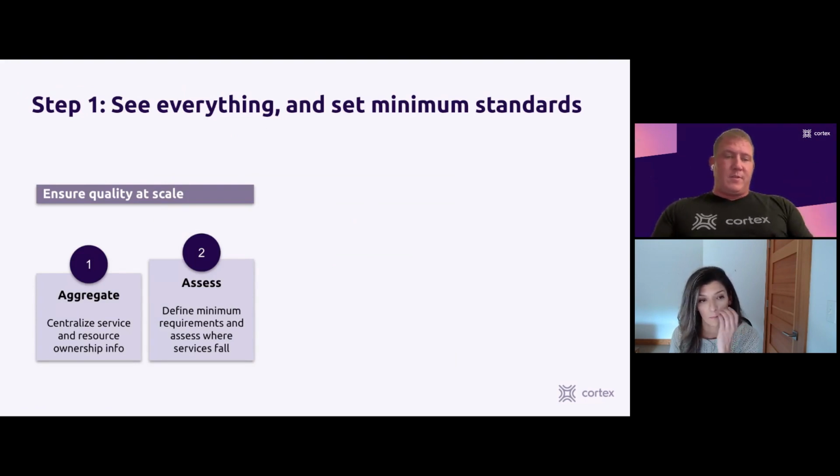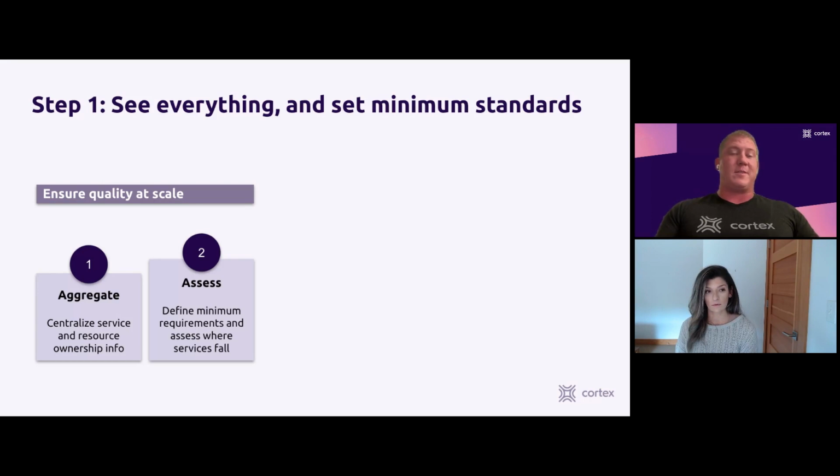So in order to get there, we want to set minimum standards. We want to be able to see everything. This is a foundational element we talk about: we want to be able to not just scale, but ensure quality at scale. The way we tend to look at this is steps 1 and 2: aggregating all of our data, not just centralizing service and resource data but treating ownership as a core concept, making sure we've got all the right tools in place and all of the data available to us. Not just the observability tool, not just the documentation, not just my API specs. We want it all in the same place.